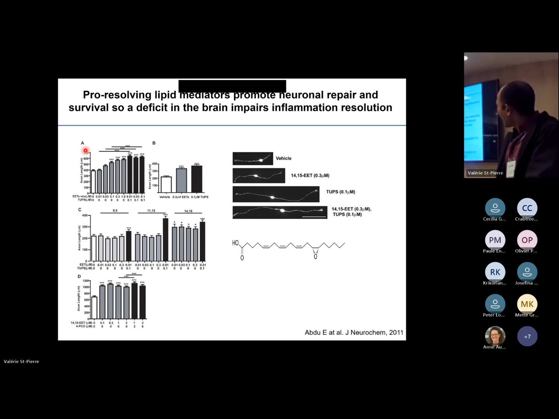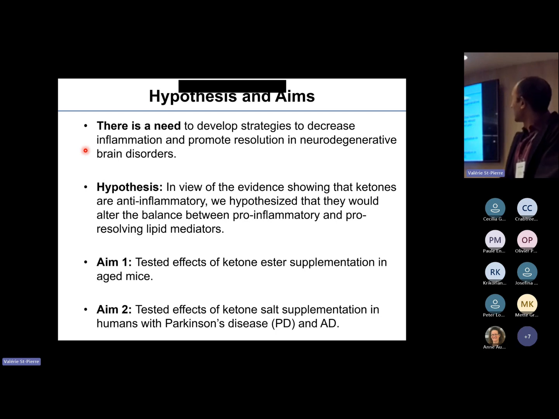So clearly, there's a need to develop strategies to decrease inflammation and promote resolution in neurodegenerative brain disorders, Alzheimer's being one of them. And so we hypothesized, based on the evidence showing that ketones are anti-inflammatory, that they would change the balance between pro-inflammatory and pro-resolving lipid mediators. Now, this is where the resolution question comes into play. So in Aim 1, we tested the effects of a ketone ester supplement in aged mice.